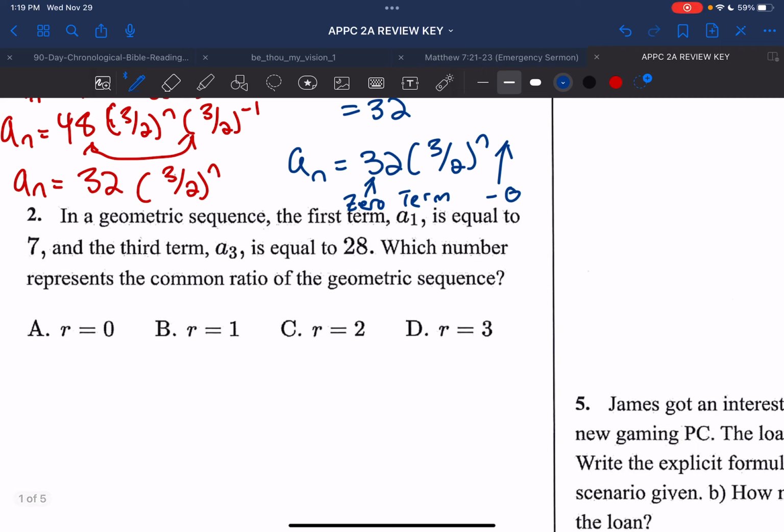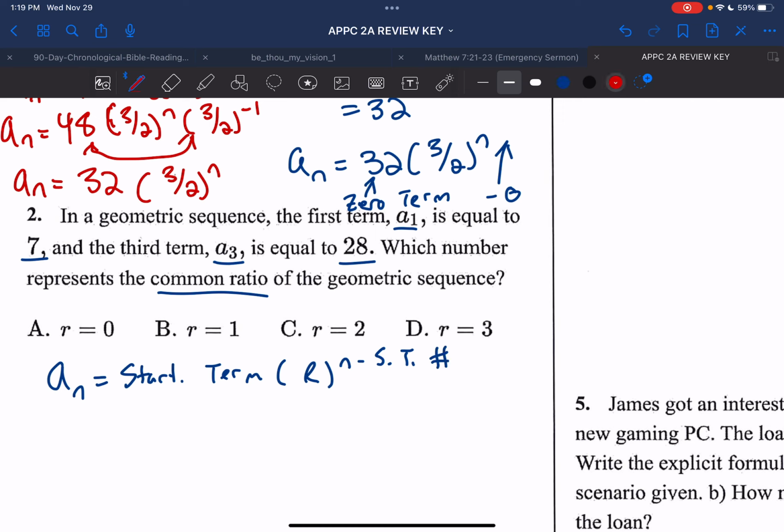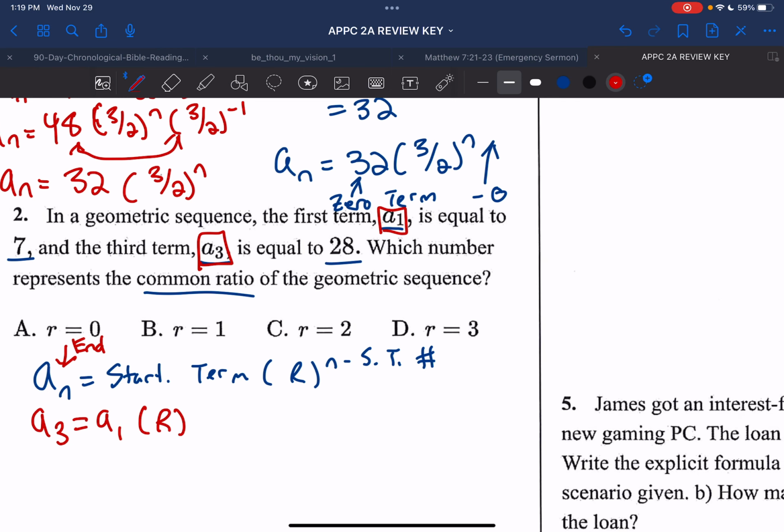In a geometric sequence, the first term is a1. I have a1 equals 7, and a3 is 28, and it wants to know the ratio of the geometric sequence. So remember, the generic formula here is an equals my starting term, and then my ratio to the n minus my starting term number. So I end at a3, because a3 comes after a1. I started at a1, and I can use it to fill in. So I end at a3, and I started at a1, and then I'm going to have r to the n.